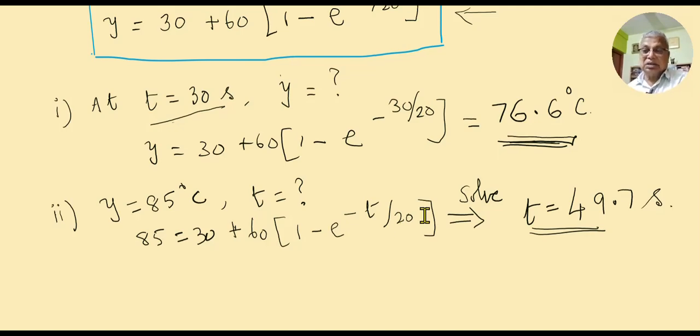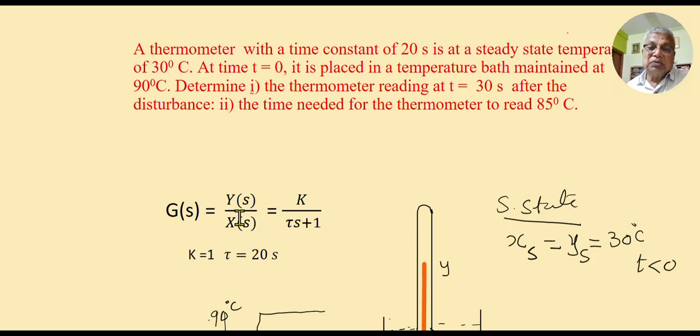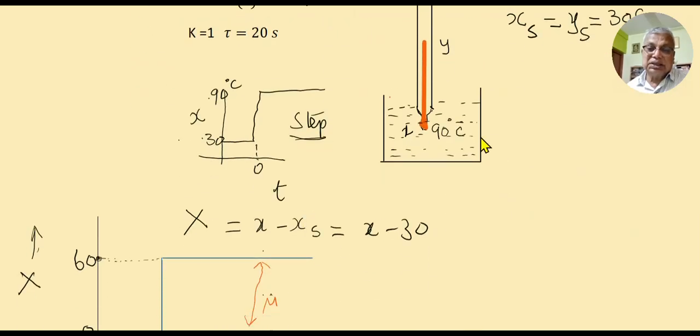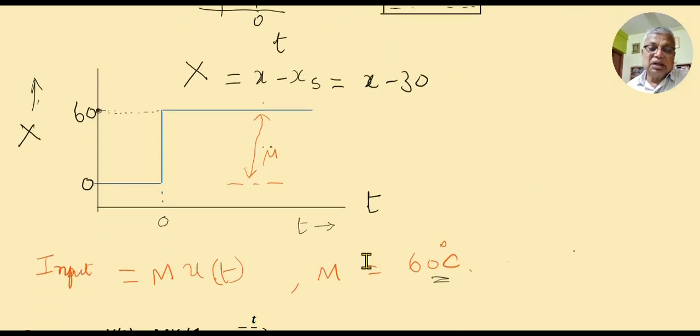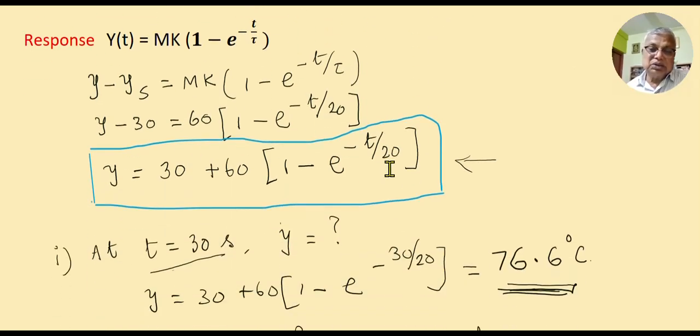So this is about giving a step input to your first order system. In this case the example is a thermometer, and finding the numerical values of the dynamic response. I hope it is clear.